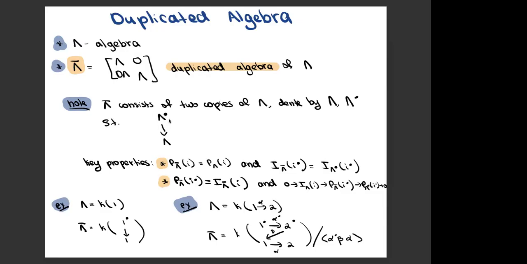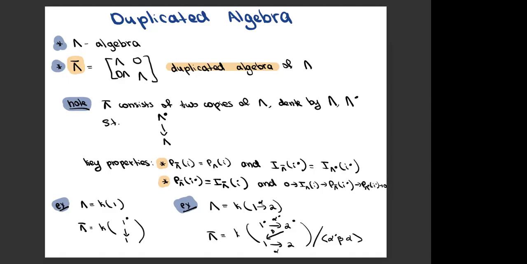I'm just going to dot all the vertices that I had in this copy. And the only new arrows we're going to have from this bimodule structure are arrows from this copy lambda dot into this copy of lambda. Okay, and here are really the key properties of this duplicated algebra.